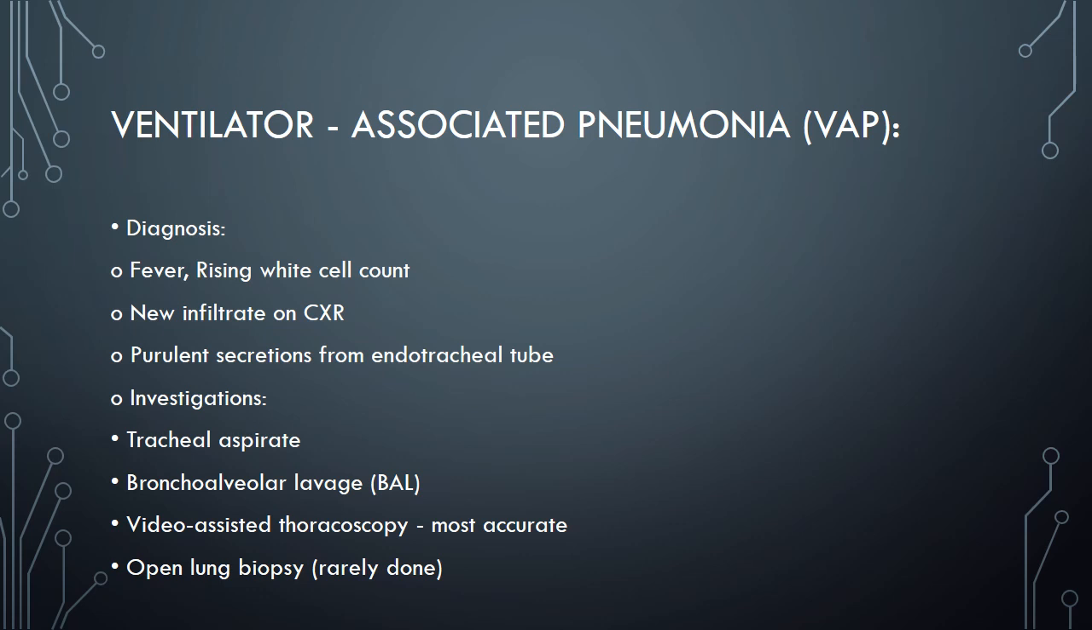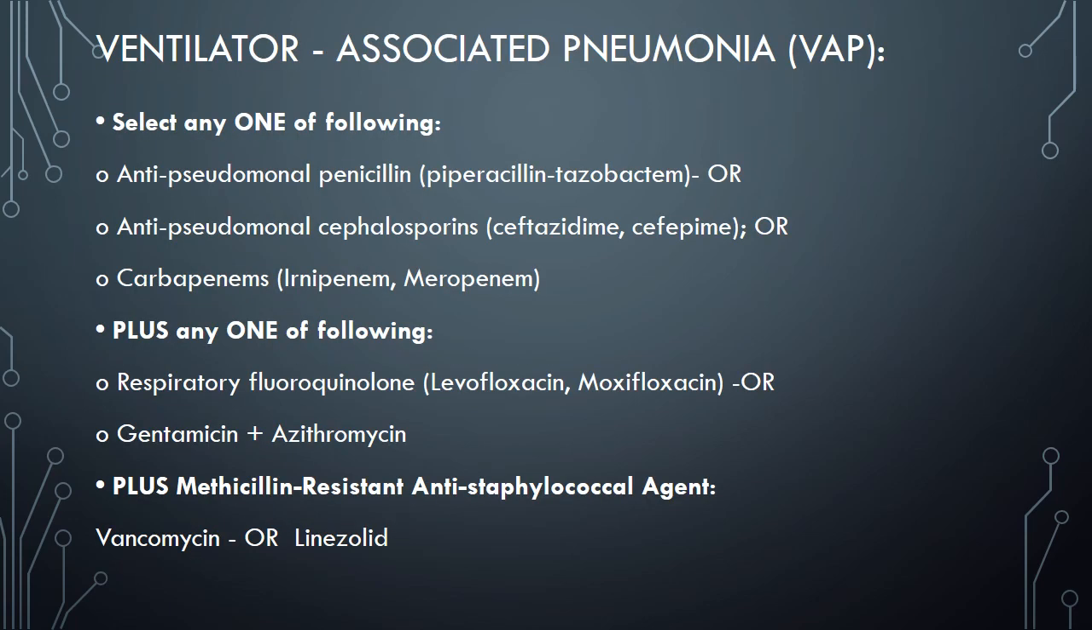So the investigations we will do for it are tracheal aspirate, bronchoalveolar lavage, video assisted thoracoscopy, which is most accurate, and open lung biopsy, which is rarely done. For ventilator associated pneumonia, the formula of treatment is you have to select any one of the anti-pseudomonal plus one of the antibiotics, example fluoroquinolones, plus you have to give any methicillin resistant anti-staphylococcal agent.